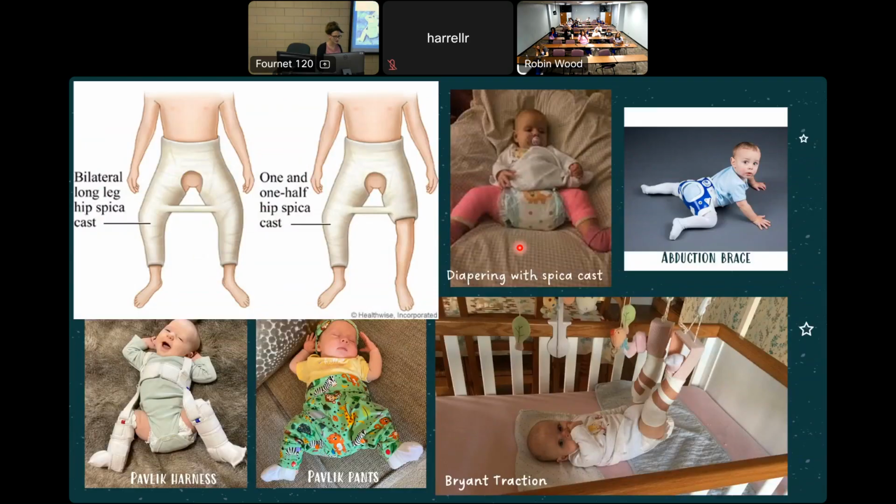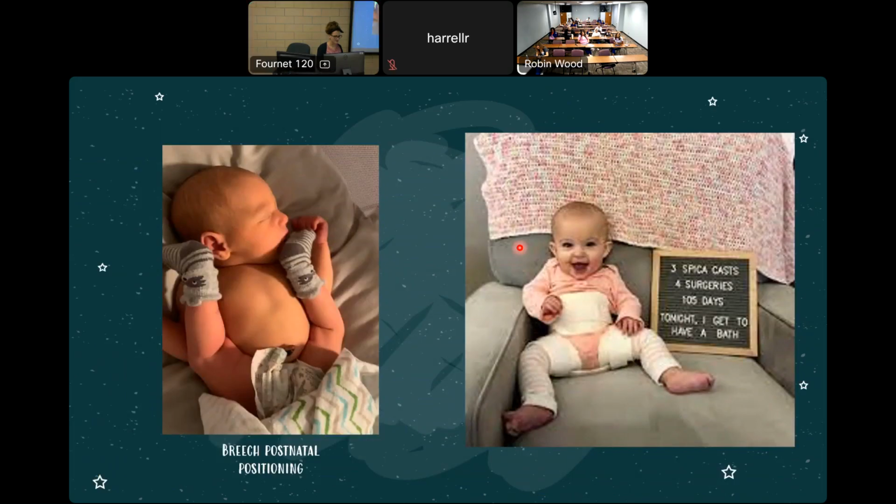And then just pictures, spica cast, Pavlik harness with Pavlik pants, I'm sure courtesy of Etsy. And then this is a breech baby. That's how they come out. Their legs do that automatically. But you can see that puts a lot of stress on the hips, right? So that's why that would be a risk factor there.